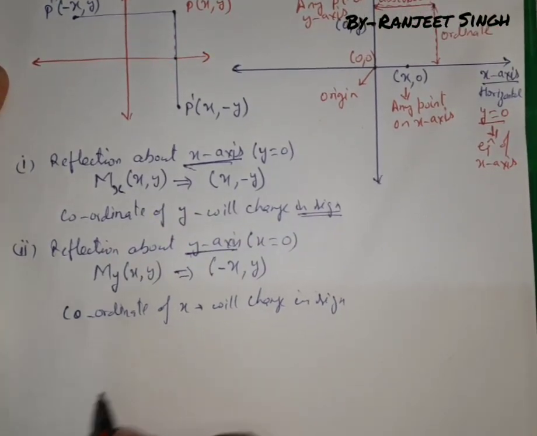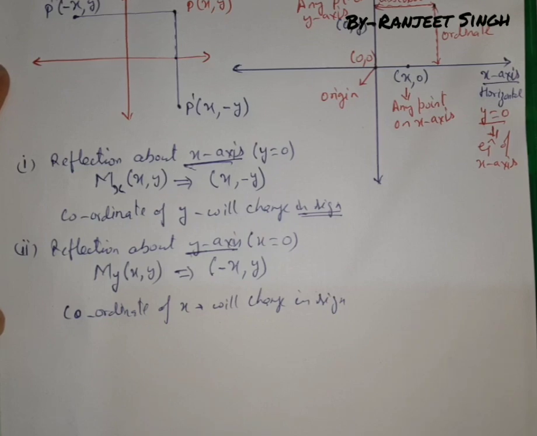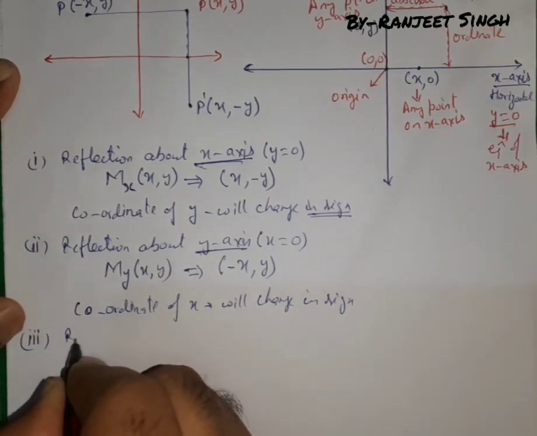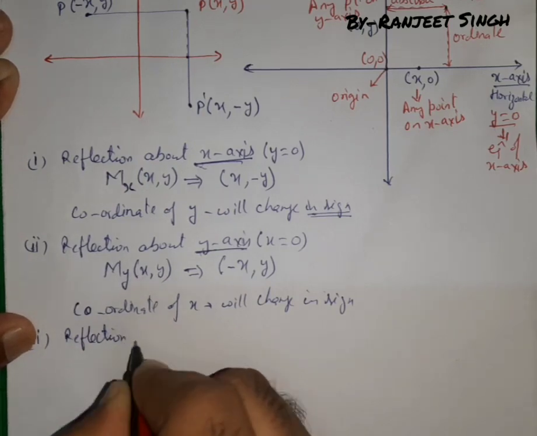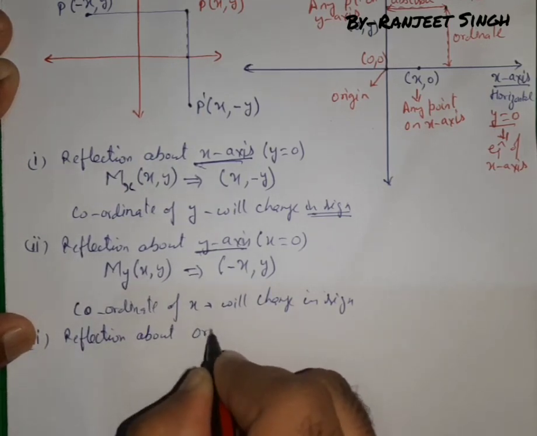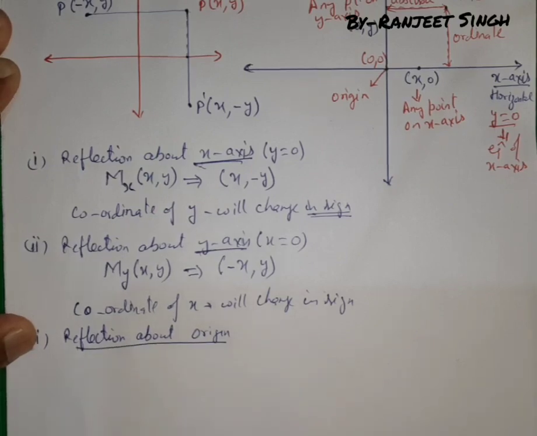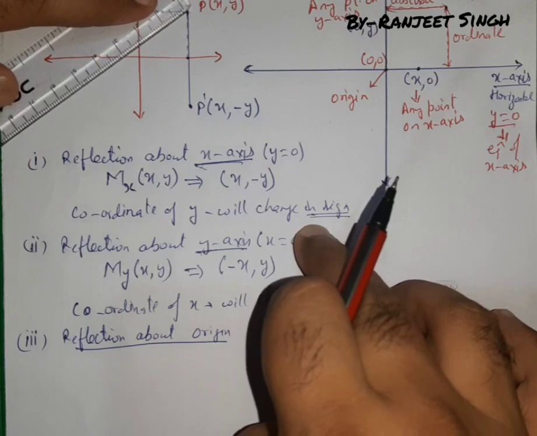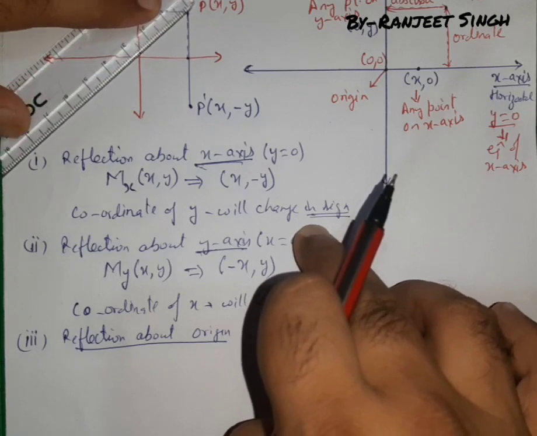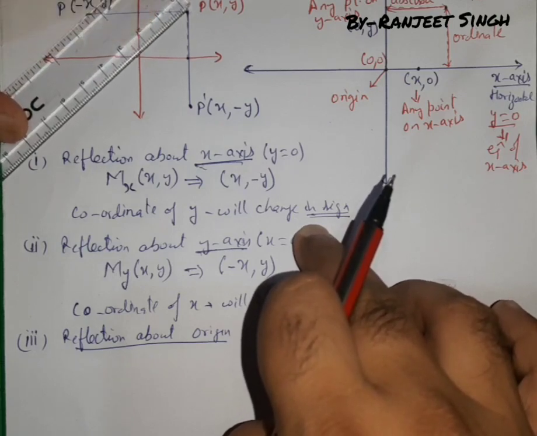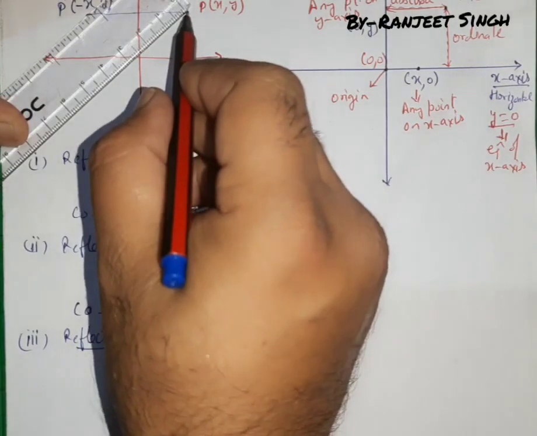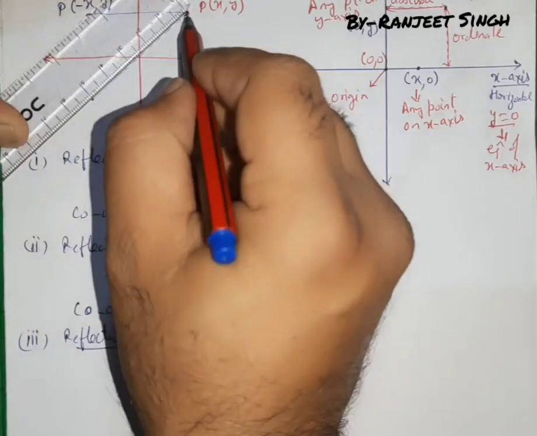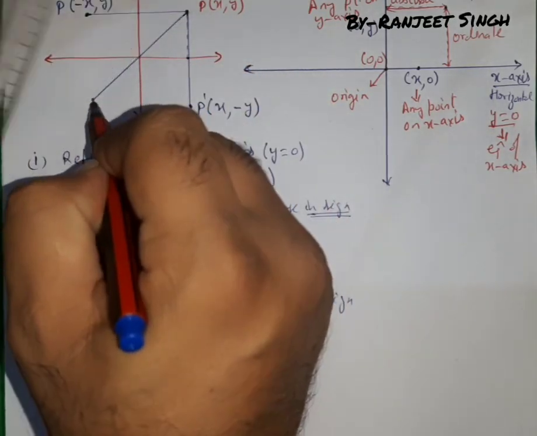Now the third reflection is reflection about origin. In this case, the point will be shifted through the origin by the same distance. So here it is approximately 2.5. So now this will be shifted to 5. So this point will be shifted to here.